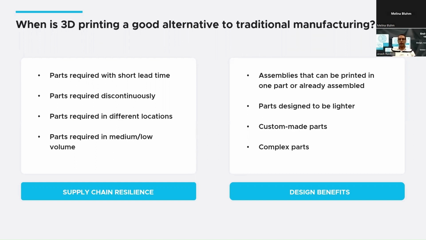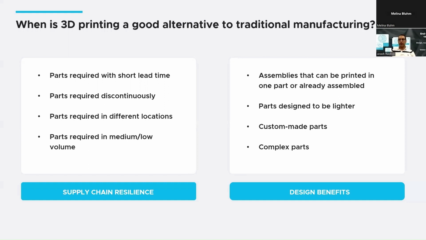From the supply chain side, 3D printing is a good alternative to other manufacturing methods when your parts require a short lead time. So you have to have the parts as fast as possible. Also if the parts are required discontinuously, like the topic of spare parts. Of course, if you are producing in different locations, 3D printing is also a good choice for the production. And of course, if you are in a medium or low volume series production.